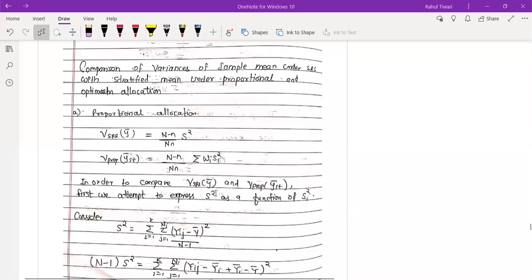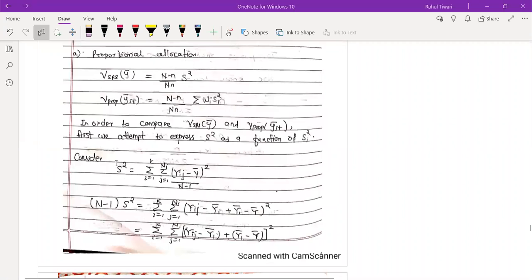So in order to compare variance of y bar and variance of y bar st, first we attempt to express S square, so this is a capital S square, as a function of Si square. बिकॉज अगर मुझे कंपैरिजन करना है तो मुझे जो एस आई स्क्वायर है उसको एक्सप्रेस करना पड़ेगा एस आई के टर्म में. सो हाउ वी कैन एक्सप्रेस, नाउ वी नो द फॉर्मूला फॉर एस स्क्वायर. व्हाट इज एस स्क्वायर? S square is equal to summation i running from 1, this is the formula for Si square. If you remember, you can understand.